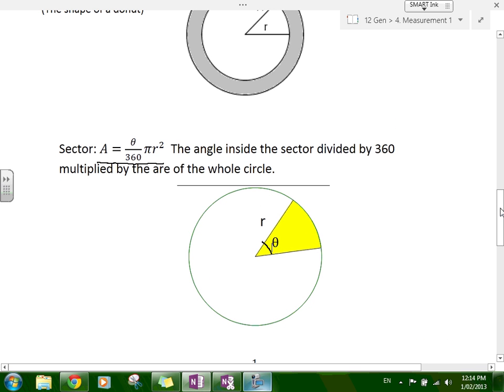So radius, we set that out. Theta is inside the circle. We've all used this before, I believe. Theta is the angle inside. The answer will be in units squared, because you're working out the area of this. So if it's centimeters or whatever it is.